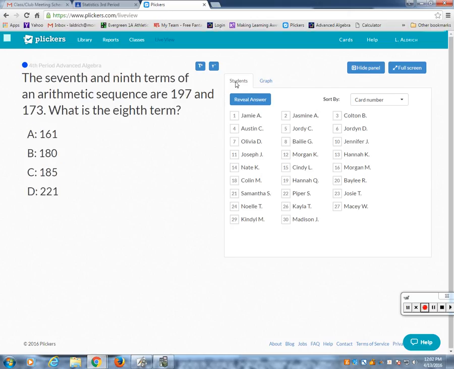All right, last one. The 7th and 9th terms of an arithmetic sequence are 197 and 173. What is the 8th term? What is the one right in between?